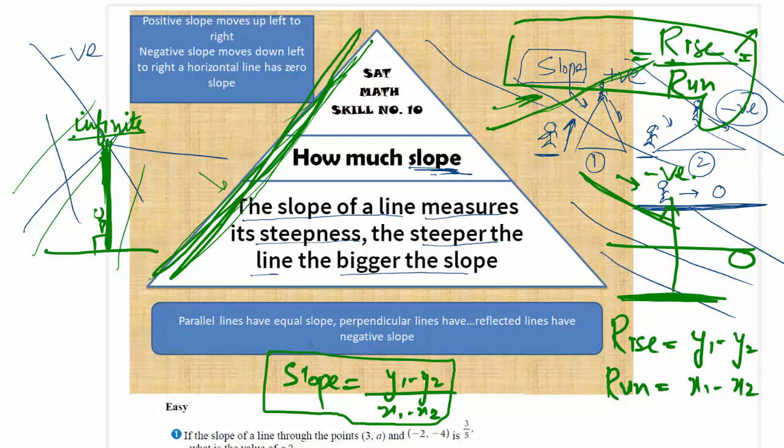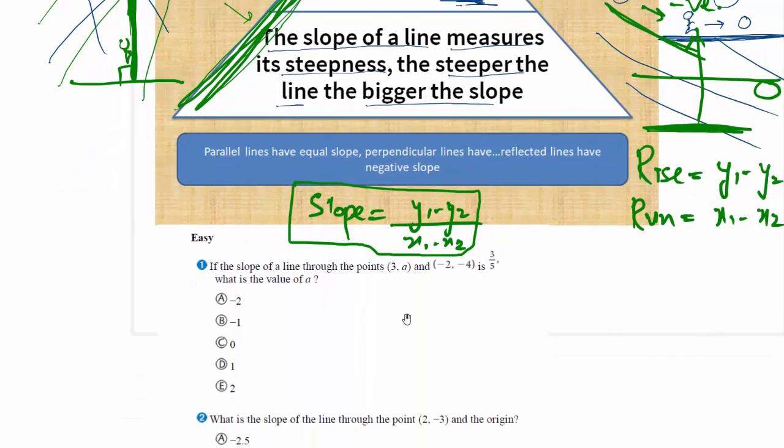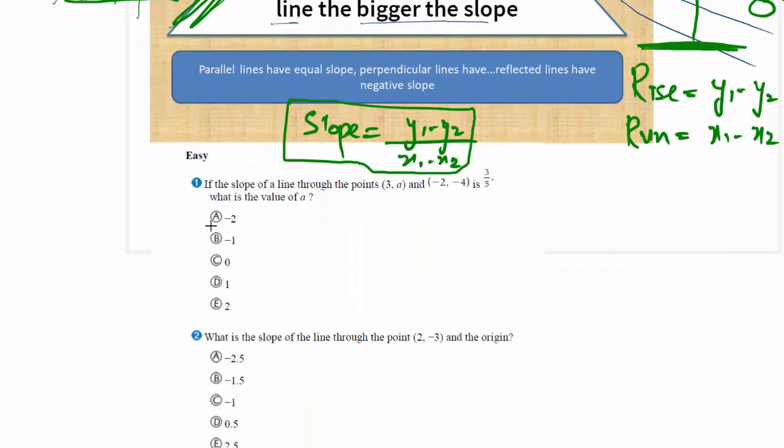We can say that what will be the sign of this, whether it will be positive or it will be negative. Now let us see the questions to get a more clearer picture of this. If the slope of the line through the points (3, a) and (-2, -4) is 3/5, what is the value of a?